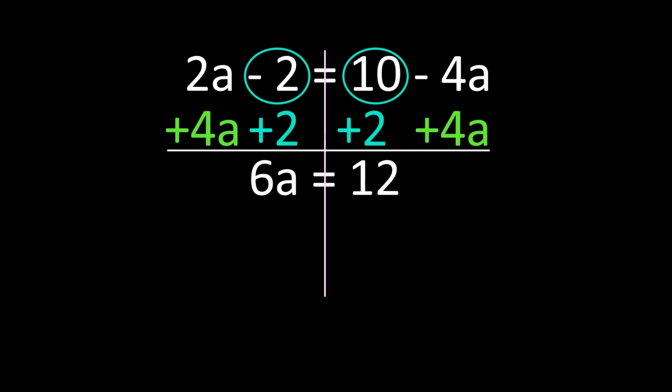So I have 6 times a. I want to isolate a by itself, so my inverse operation is to divide, and I'm going to need to divide both sides by 6. So 6a divided by 6 is a, and 12 divided by 6 is 2, for a solution of a equals 2.